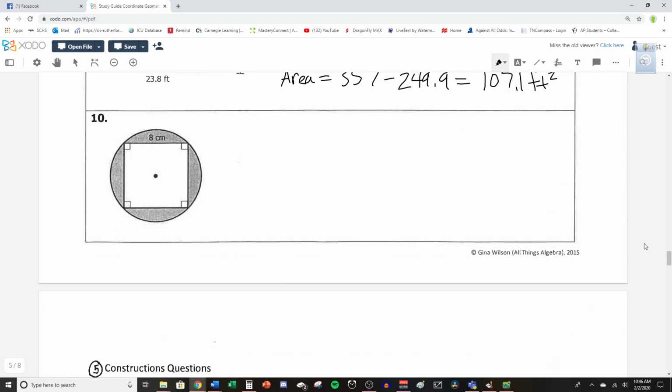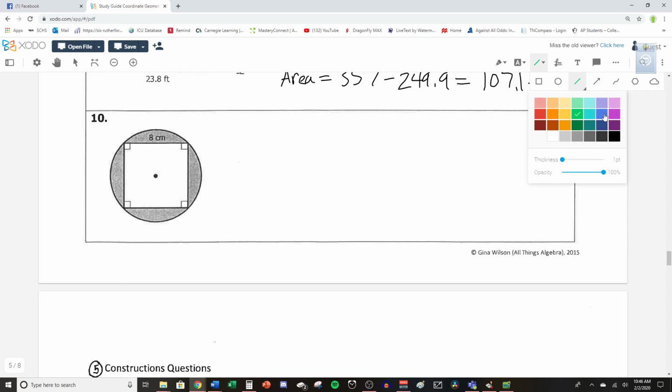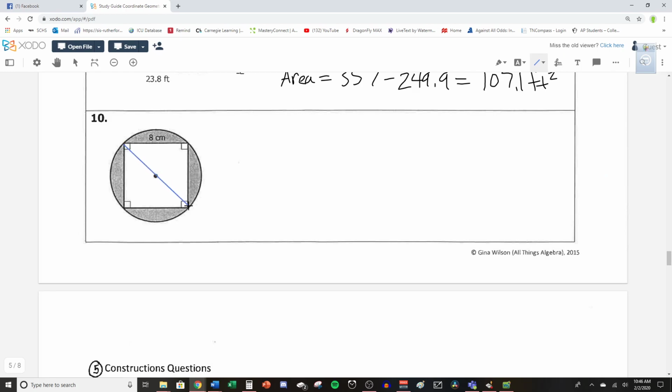All right, last question, and we'll be done with this review, and you'll be ready for your test. So we have a square that's inscribed in a circle. The main thing that we want to find is the radius of this circle. Okay, so if I were to draw a diagonal from here through that point to here, we know that this is a right triangle.